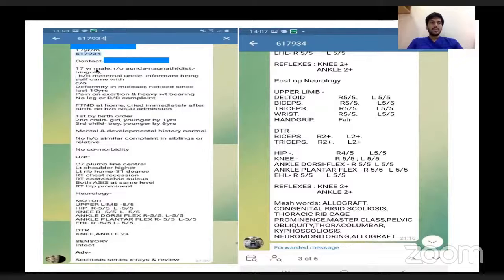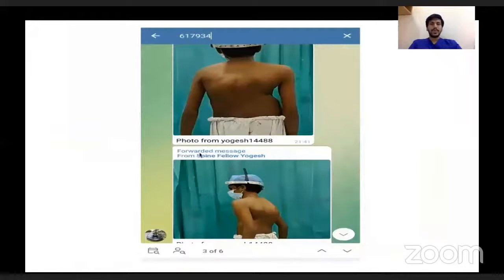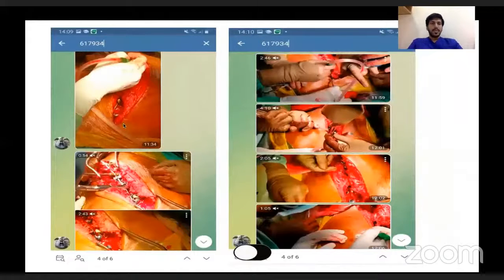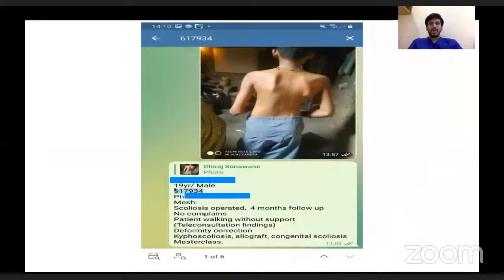This is the first image, which shows how the data was systematically fed, including history, past history, examination findings, neurological findings, and the mesh words that were used. This was his pre-operative CT scan and MRI images and the videos that were uploaded. This is his pre-operative clinical images, intraoperative pictures and videos, post-operative X-ray and post-operative clinical images, and follow-up evaluation. All this data could be searched only by using his registration number, and it was available to all the members of the group.